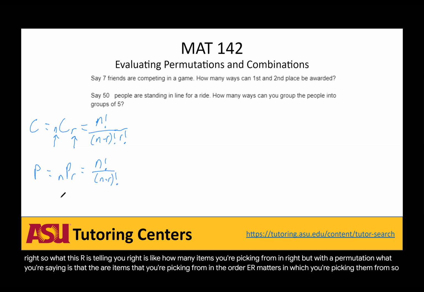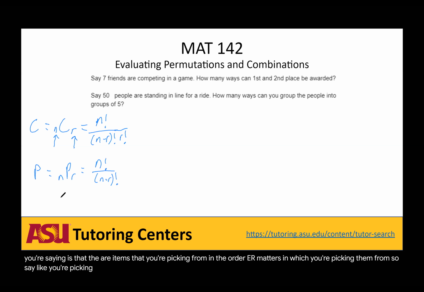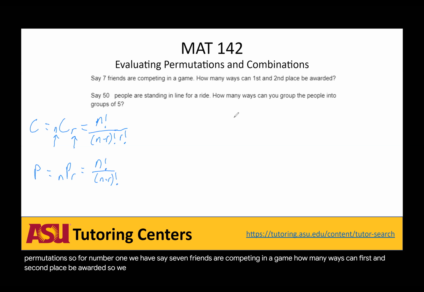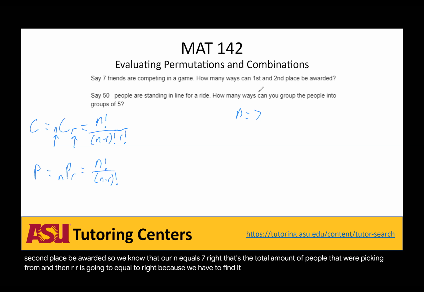So we can just go ahead and look at number 1, because number 1 is using permutations. For number 1, we have, say, 7 friends are competing in a game. How many ways can first and second place be awarded? So we know that our n equals 7, right? That's the total amount of people that we're picking from. And then our r is going to equal 2, right? Because we have to find a first place person and a second place person.